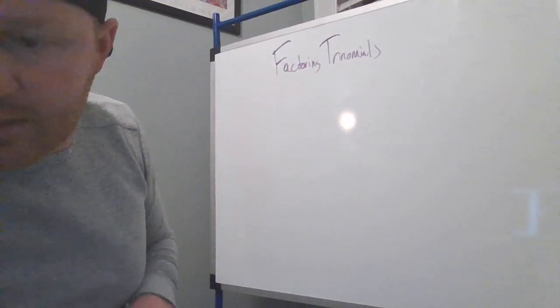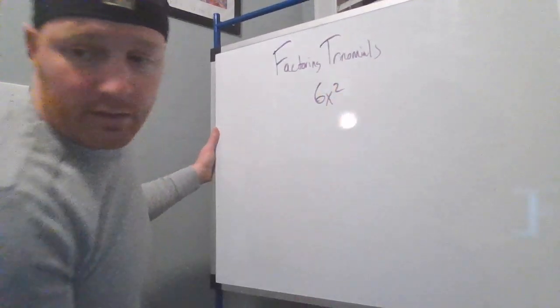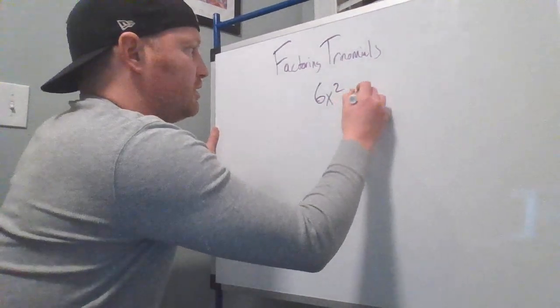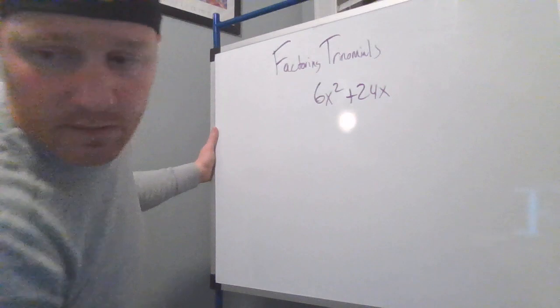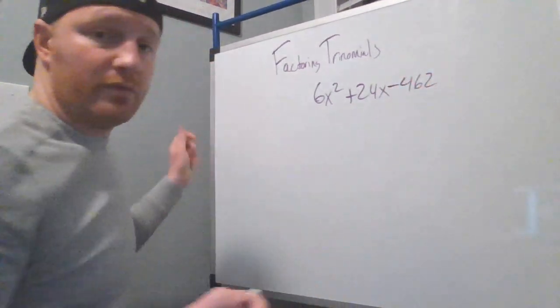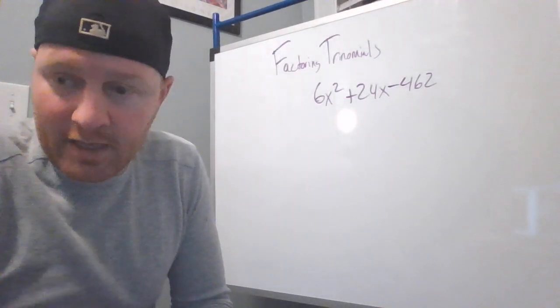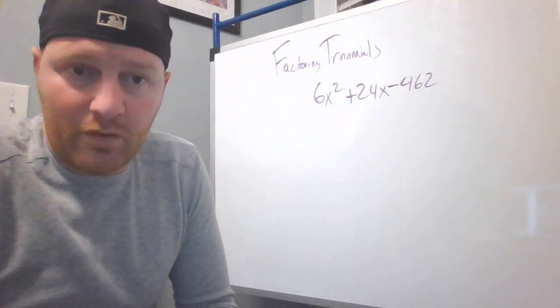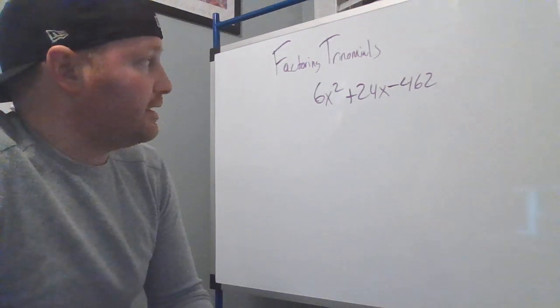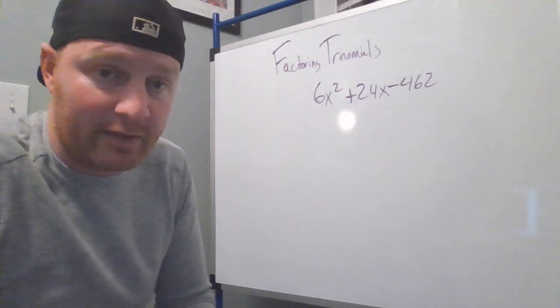So as I do this, I got this one. I got 6x squared plus 24x minus 462. This looks kind of challenging. So all I know is I hate having these huge numbers when I'm asked to factor something like this.